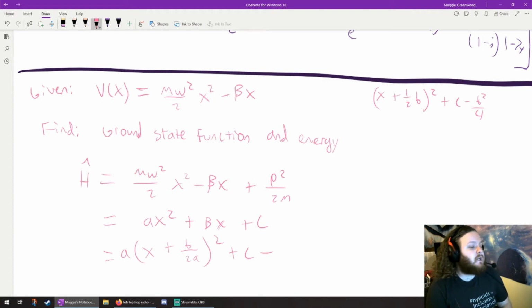Basically, I really don't want to carry this a around, but I think I have to make it look like I want. So I was going to try and divide by the a, but then I'd have to divide the Hamiltonian by a on the other side, and I don't want to do that. So it's going to look like this, plus c minus b squared over 4.